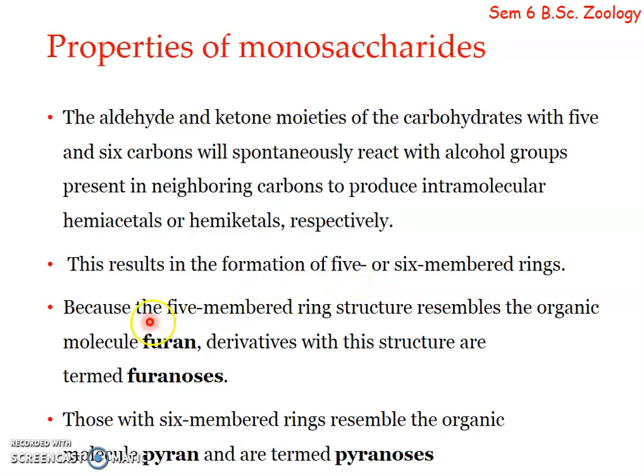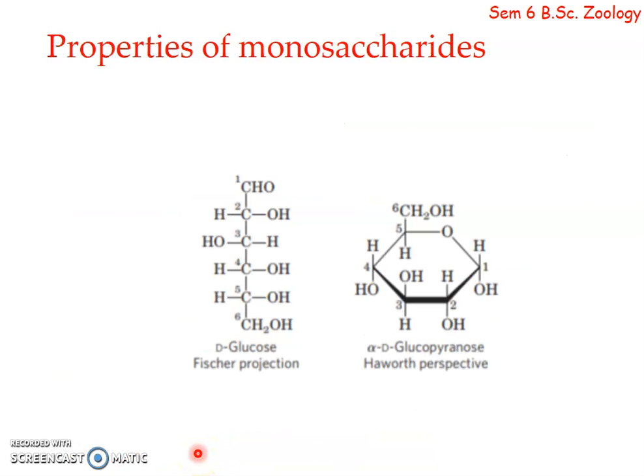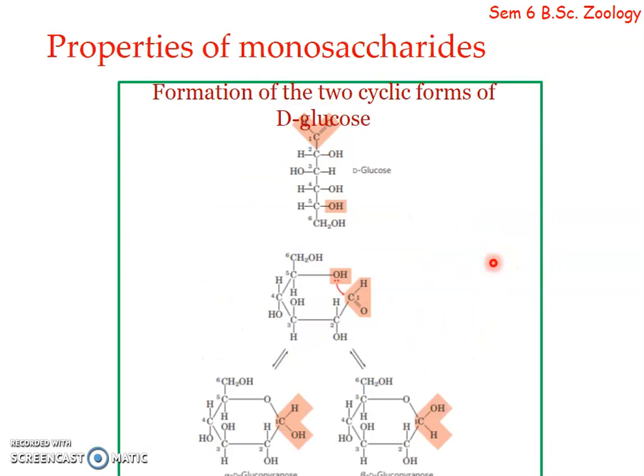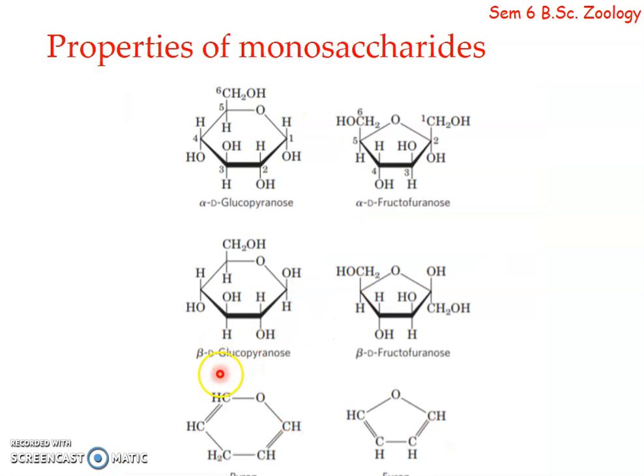Because the five-membered structure resembles the organic molecule furan, the derivatives are known as furanose. And since the six-membered ring resembles the pyran structure, we call it pyranose. I hope you have studied furan and pyran in your chemistry classes. You can see this is a six-membered ring with oxygen as one member in the ring. So this is a typical pyran structure. Hence, when the linear chain of glucose gets cyclized, it forms a pyran structure, otherwise known as pyranose.